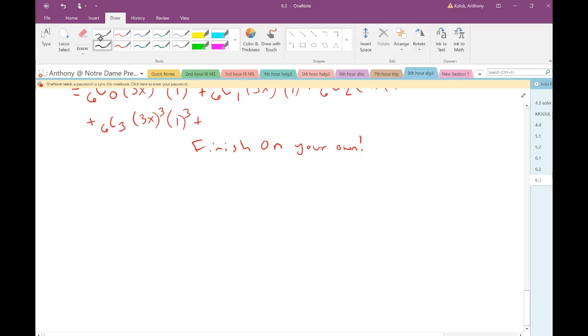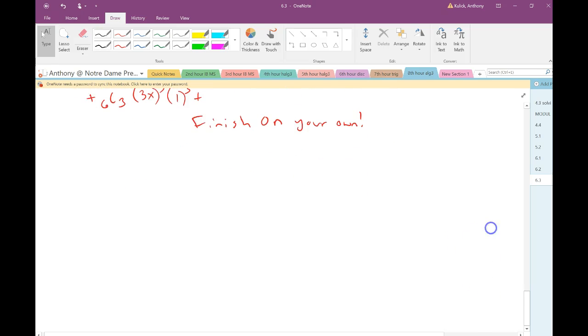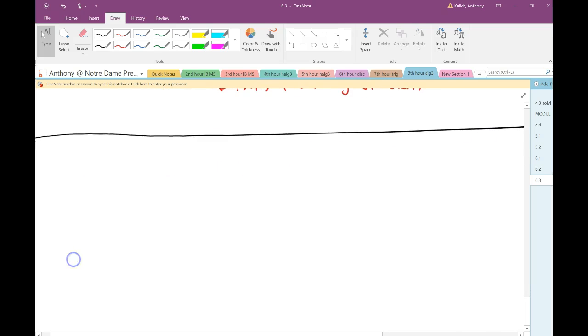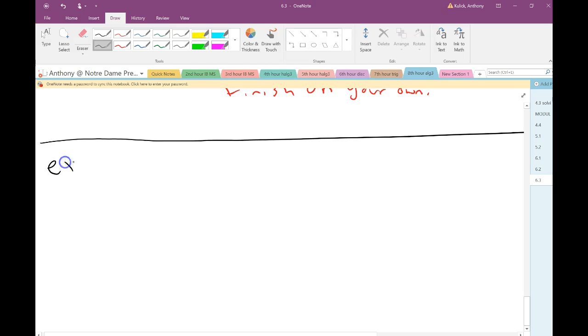Today we'll be finishing the section 6.3 notes. So last time we had talked about using the binomial theorem to expand polynomials. So let's start with a quick example of this. Let's say we have 2x minus 3 to the third.